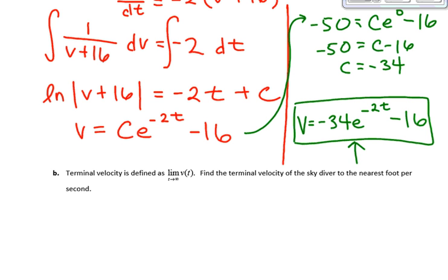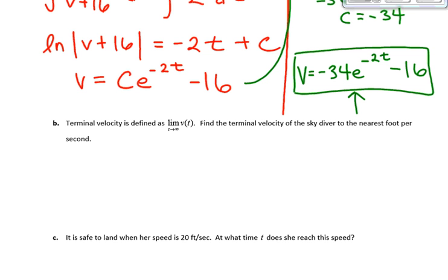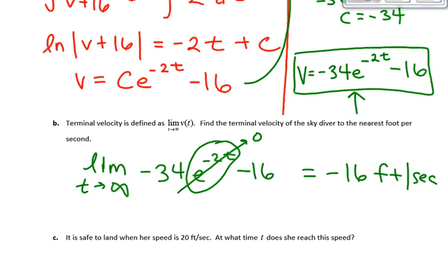It says that terminal velocity is defined as the limit as t approaches infinity of your velocity function. So we want to find the terminal velocity of the skydiver to the nearest foot per second. So that means that we're going to find the limit as t approaches infinity of this velocity function that we found in part A. Okay, so what happens is, as t approaches infinity, this e to the negative 2t is going to approach e to the negative infinity, which approaches 0. So then the negative 34 cancels out, leaving you with negative 16 feet per second.